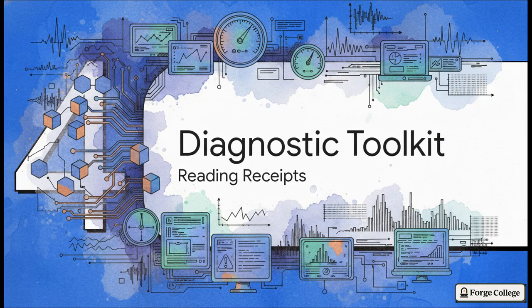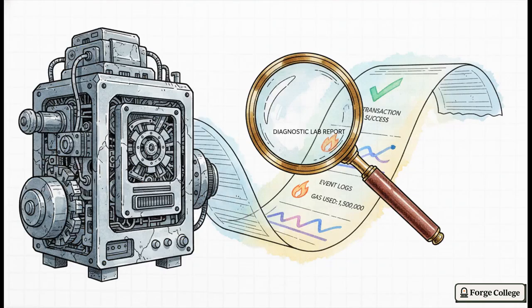Finally, let's wrap up with Section 4, reading transaction receipts, which is essentially your diagnostic toolkit. Remember when we talked about awaiting a transaction using that tx.wait command earlier? Well, when you do that, it returns something magical, the transaction receipt. Just like a physical receipt from the grocery store tells you what you bought and how much you paid, this digital lab report holds the ultimate truth about what just happened on chain.